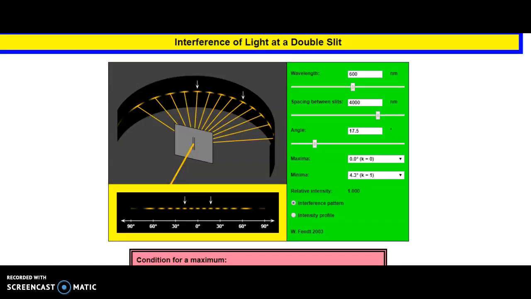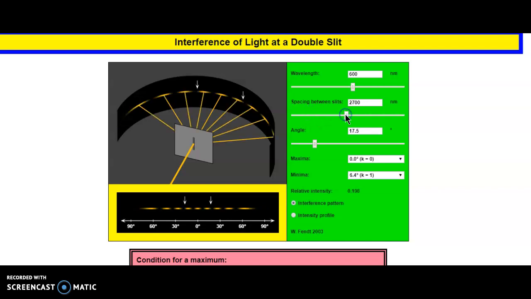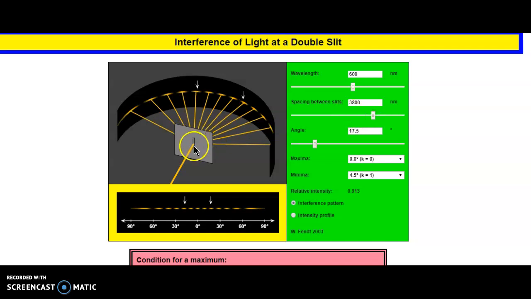Here we have interference of light at a double slit. It's a very famous experiment from the last century. It gives us explanations and definitions for light wave behavior. So, double slit: I have two narrow slits. They are so narrow that sometimes you see them as one slit. If I increase the spacing, you might be able to see they are two slits. Okay, now it is good for us. So you see it, it is two slits.